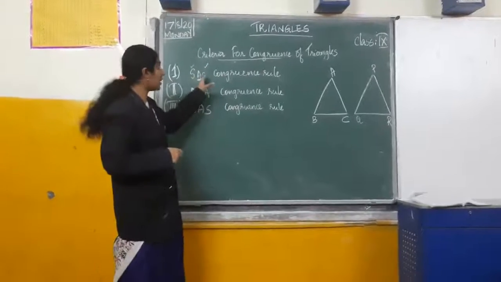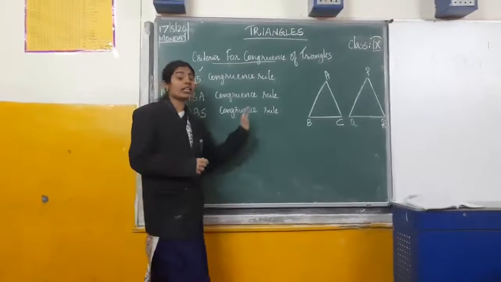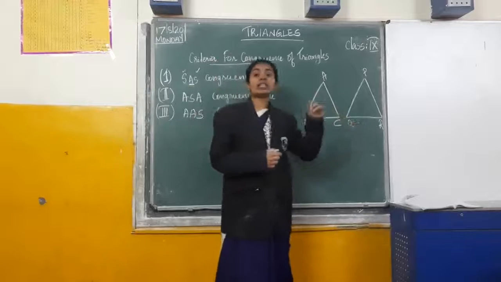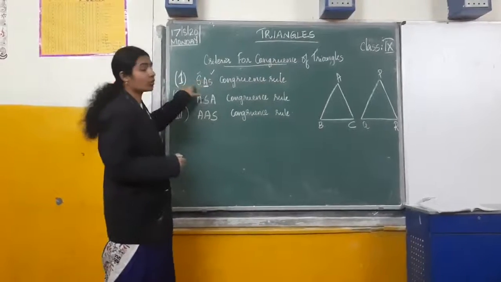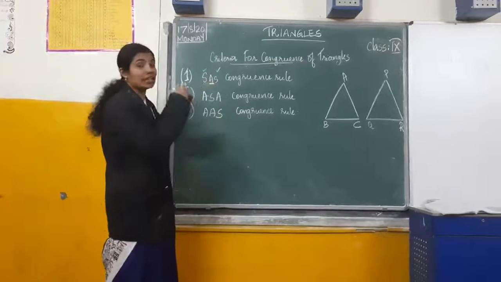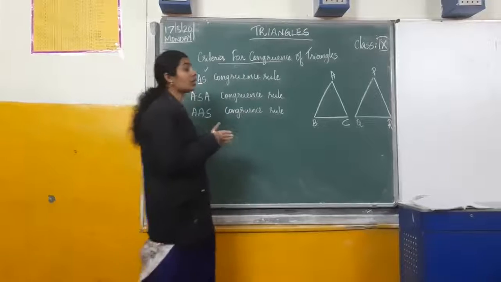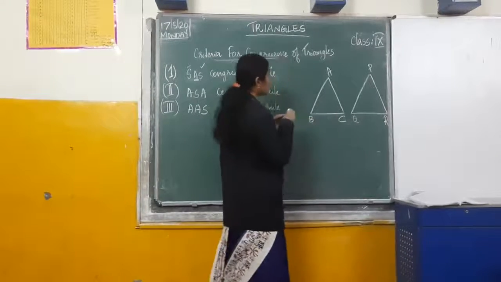So SAS means what do you want to check? Two sides of one triangle are equal to two sides of another triangle. And A is included between these two sides. That means the angle included between these two sides should be equal to the angle of the other triangle. I will show one example.